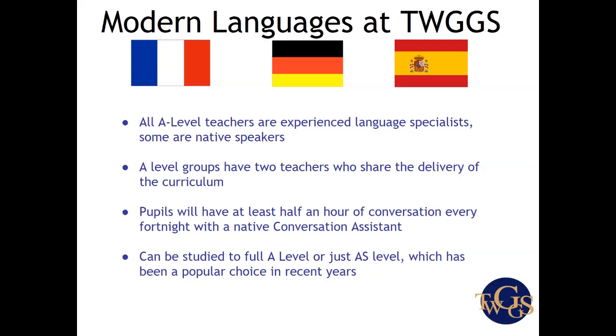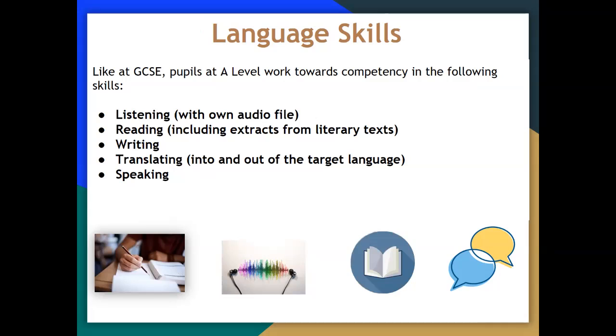As I just mentioned briefly, modern languages at Twigs can be studied as a full A-level, the 2-year course, or just as the AS level, which means that they will take an exam after year 1 and get the AS qualification. This has been a really popular choice in recent years for our pupils at Twigs.